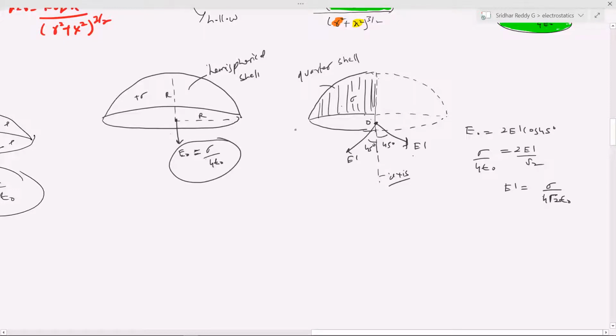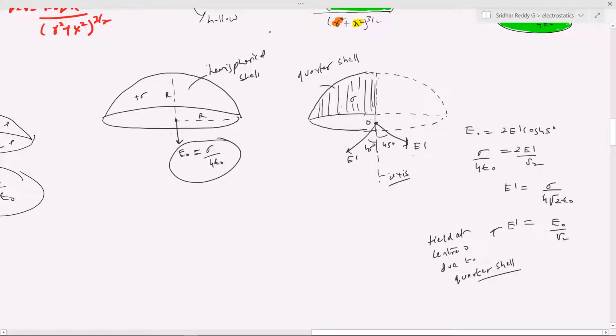We know the resultant. I'm asking what is the field due to an individual quarter shell? This one. So what is the equation we should write here? This should be equal to how much? Like E naught by root 2. What is E dash we should call? Field at center O due to quarter shell.